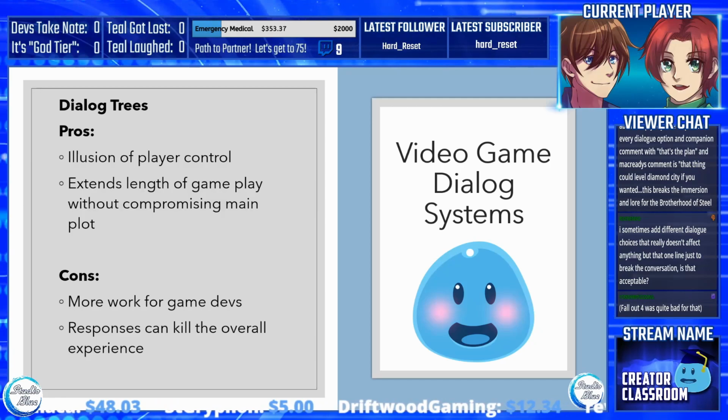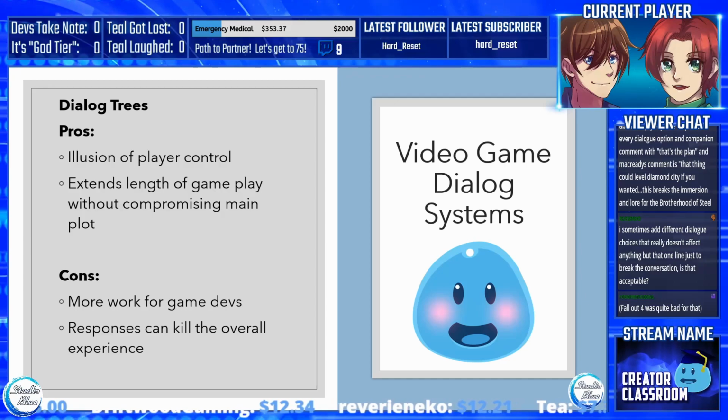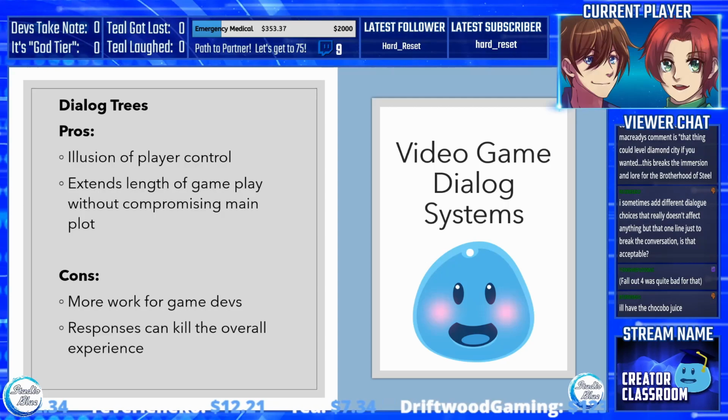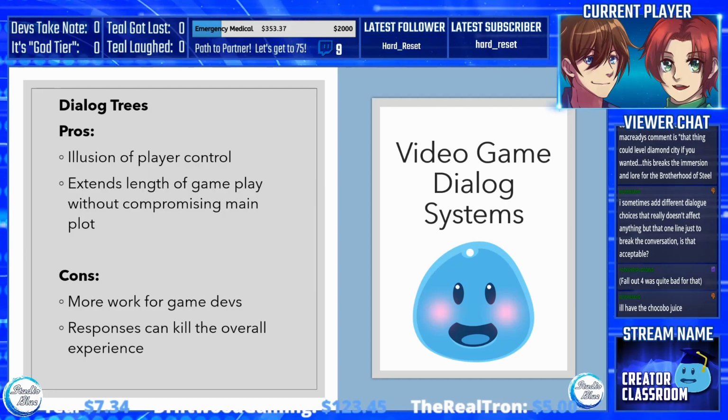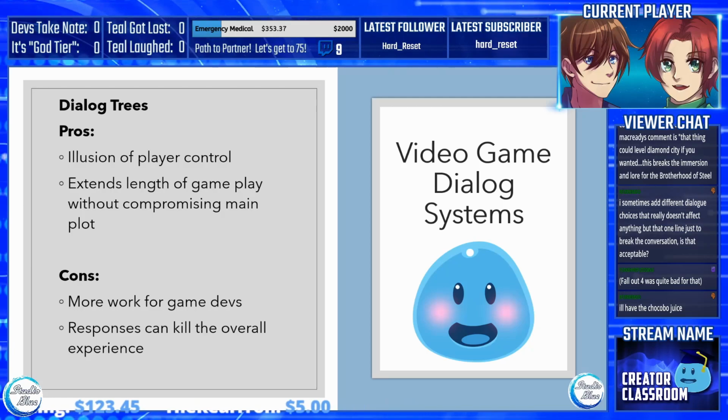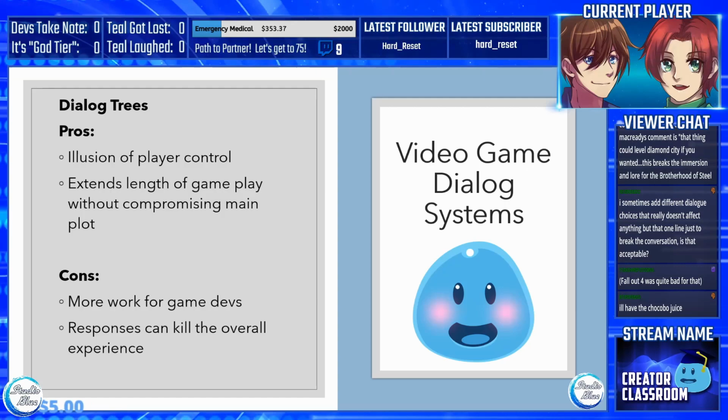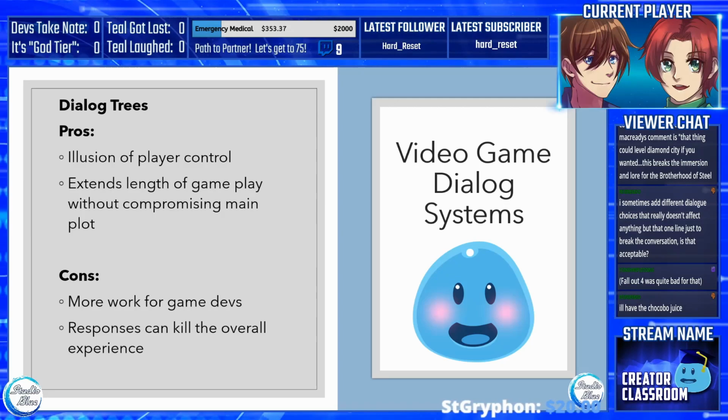If I may throw this in, and this builds off of what both you said and what came out earlier: as long as it's something that person would naturally say or that world would naturally have, as long as it's something that would come out if this was a real situation, and not just someone randomly non sequituring, then in your opinion, Teal, it's acceptable. Yes, it is. So there you go, Reverie. It's okay to have different dialogue choices that don't affect anything, as long as it's something that would naturally occur. And I think we should all have the chocobo juice.